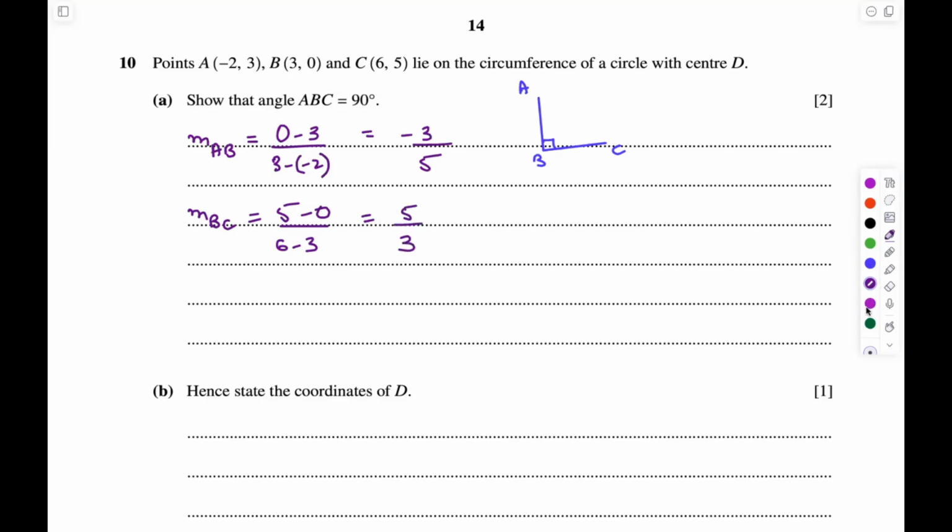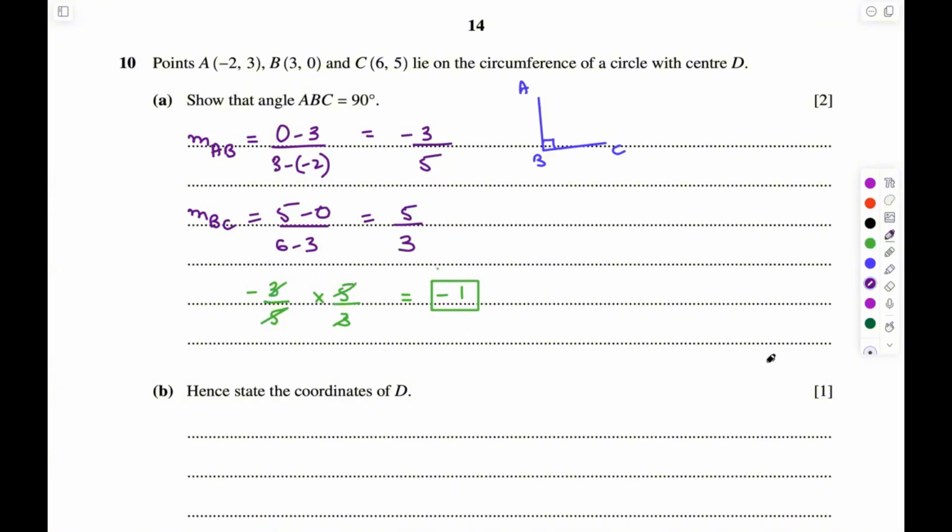So as the gradients are negative reciprocals of each other, it means that the angle is a right angle. Or we can show it through another working: if you multiply the two gradients and the answer is -1, the two lines will be perpendicular. So multiplying the gradients, 5 and 5 will cancel, 3 and 3 will cancel. So this is equal to -1, which shows that the lines are perpendicular to each other.